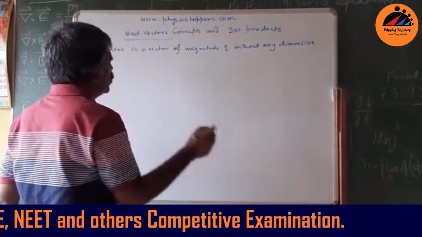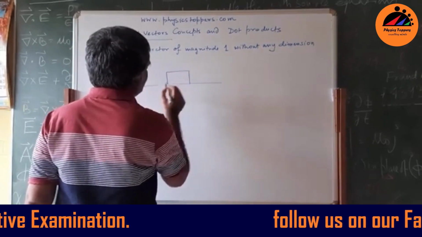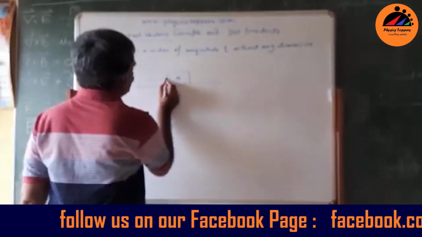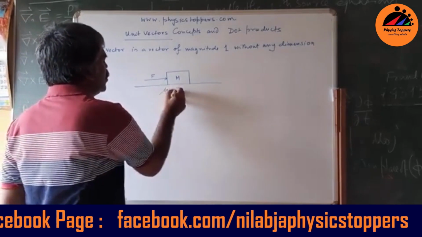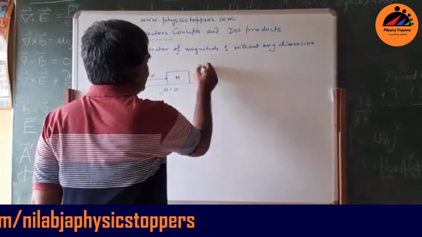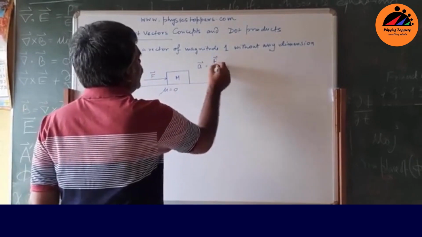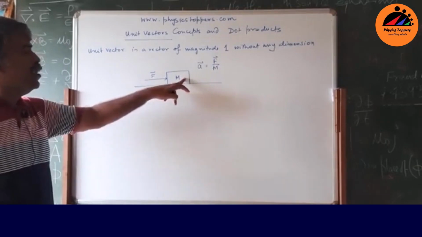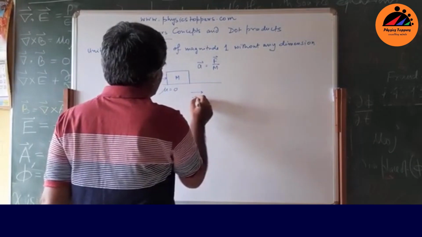I'll give you an example. Suppose here is a block of mass m and you apply a force in the horizontal direction. Suppose there is no friction, mu equal to 0. Now this block will move with an acceleration a, which is, if F is a vector, F by m. Now technically this block has an instantaneous velocity along this direction, right?